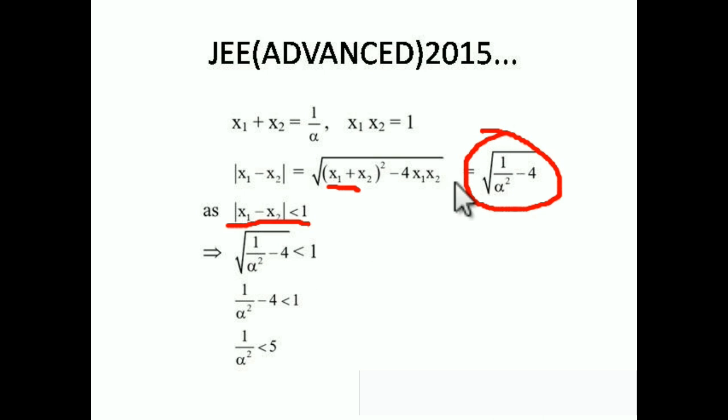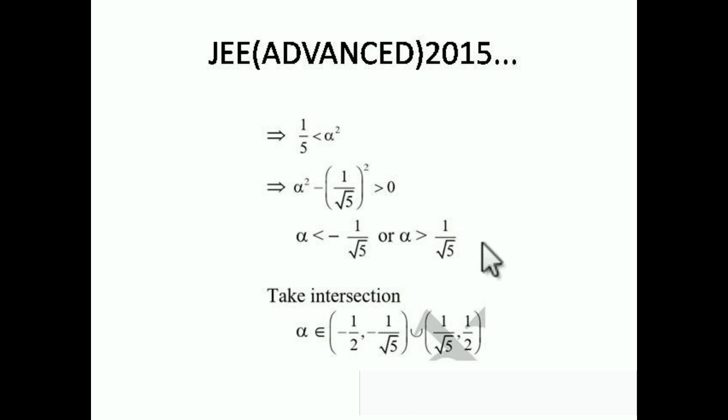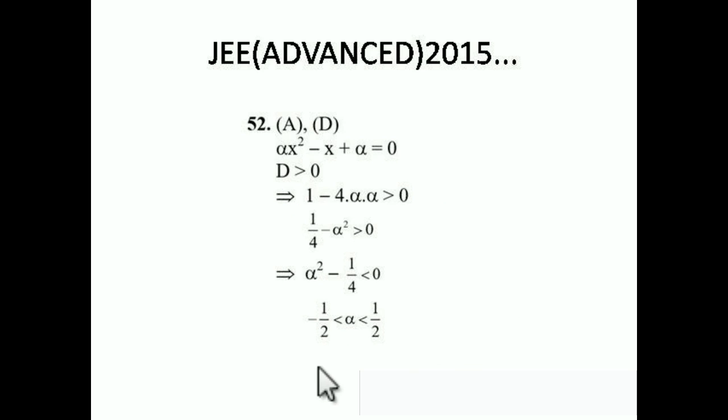Now squaring both the sides, 1 by alpha square minus 4 less than 1. That means 1 by alpha square less than 5. That means 1 by 5 less than alpha square. That means alpha is less than minus 1 by root 5, or alpha is greater than 1 by root 5, as the basic inequality. So this is my second condition on alpha, and the first condition is minus 1 by 2 less than alpha less than 1 by 2.